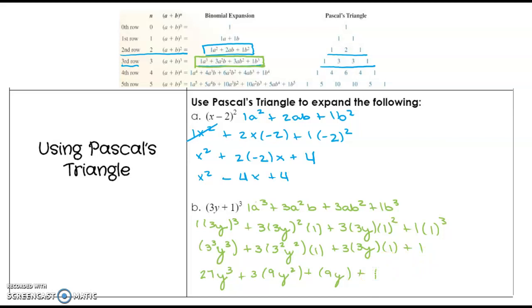All right, so I can simplify this even further because I still have a multiplication problem right here. So I can simplify this further to be 27y to the third plus 3 times 9 is 27. So I have 27y to the second plus 9y plus 1. And that is our expanded binomial.